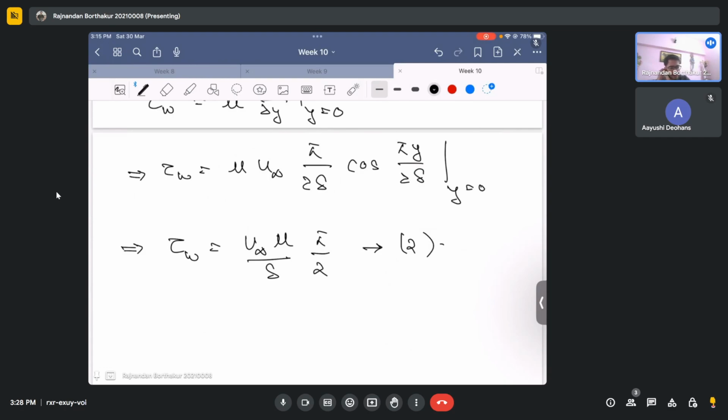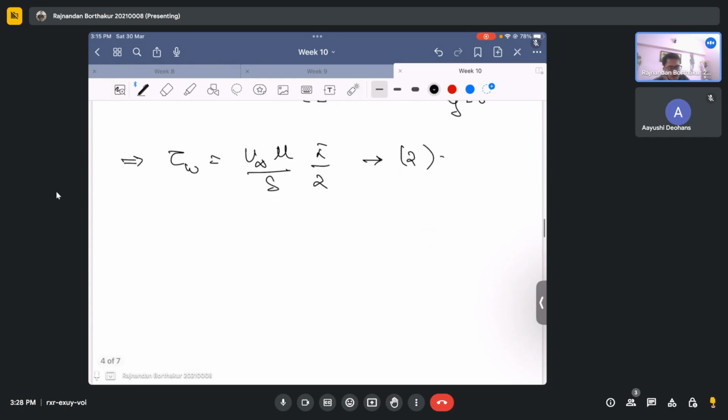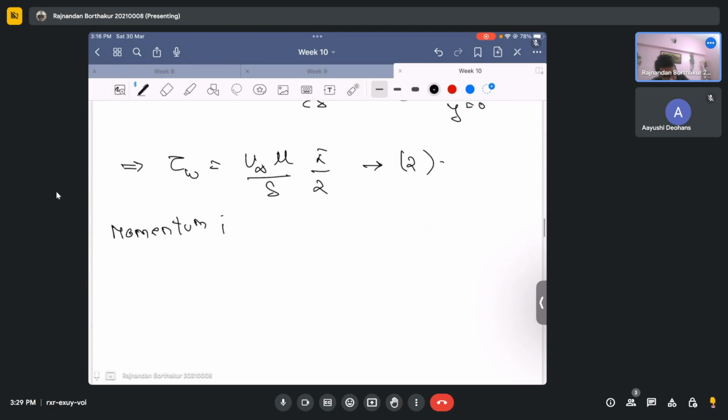Once we know the wall shear stress, as we did in the last class, we know the velocity profile and we know the magnitude of the wall shear stress. This means the next thing we can use to evaluate how the boundary layer thickness varies along x is the momentum integral equation, as we all know. So we will use the momentum integral equation.